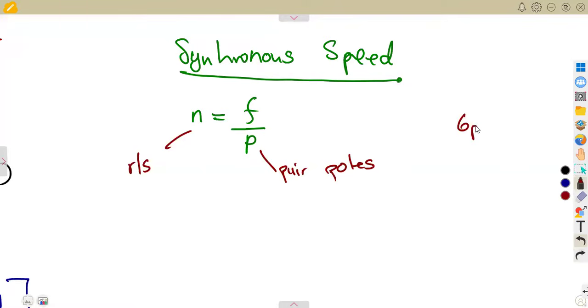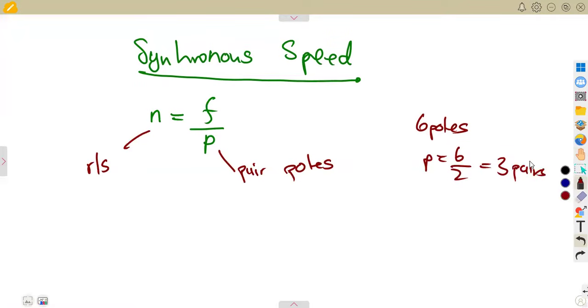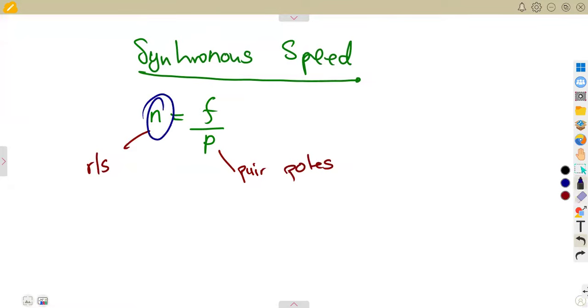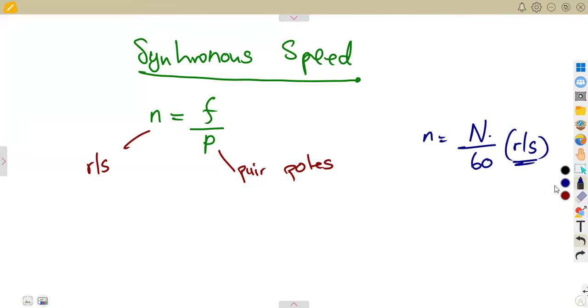If you are given 6 poles, then p will be equal to 6 divided by 2, which is 3 pairs, just like what we had from our DC machine. With this formula, the speed must be in revs per second. So if you're given N, you have to convert it to revs per second. N in revs per second is equal to N over 60. You divide the N in revs per minute by 60.